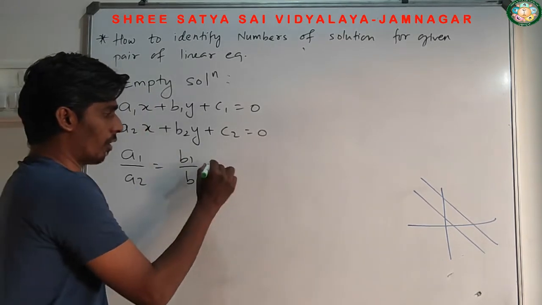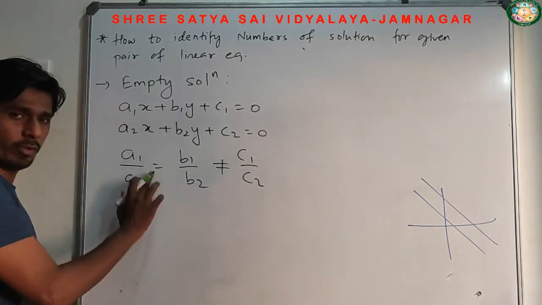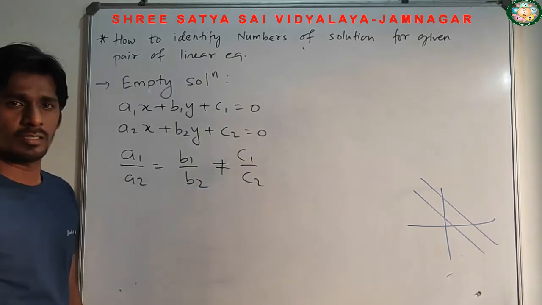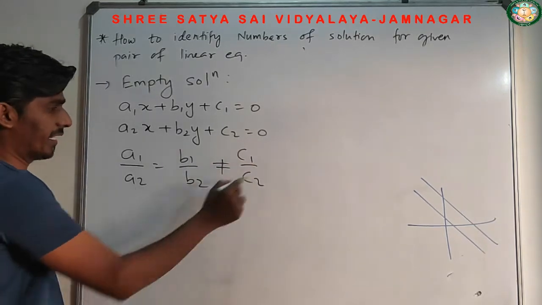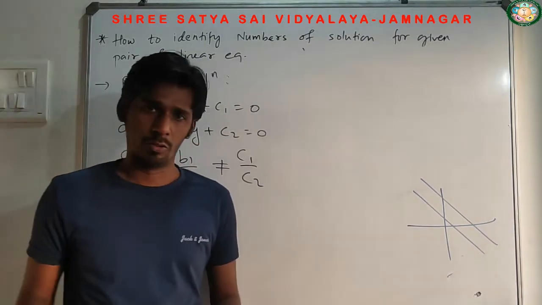But these two are not equals to what? c1 upon c2. These two will be equal, but these two are not equals to c1 upon c2. If this condition is applicable, then we can say the given equation has no solution.